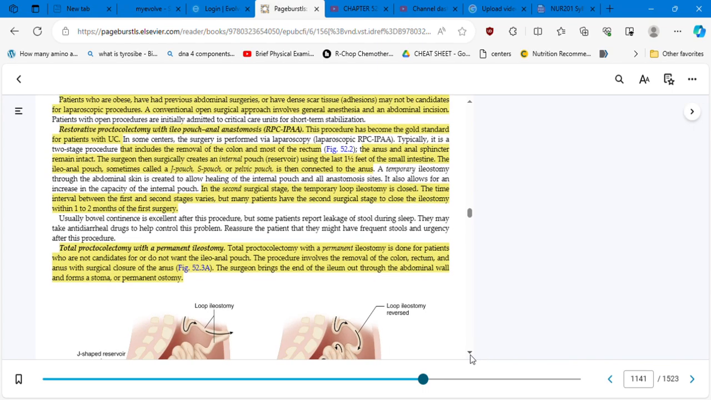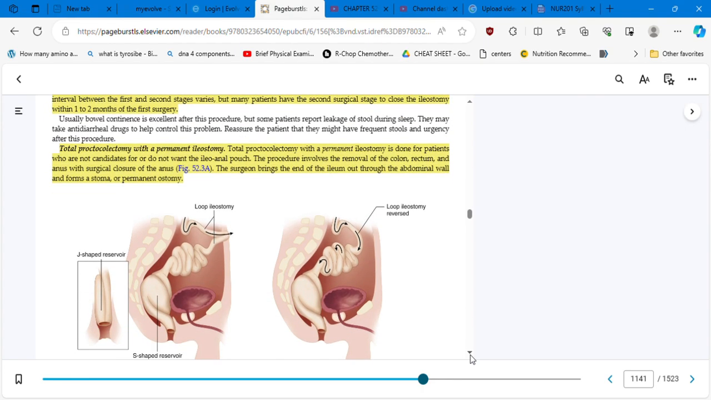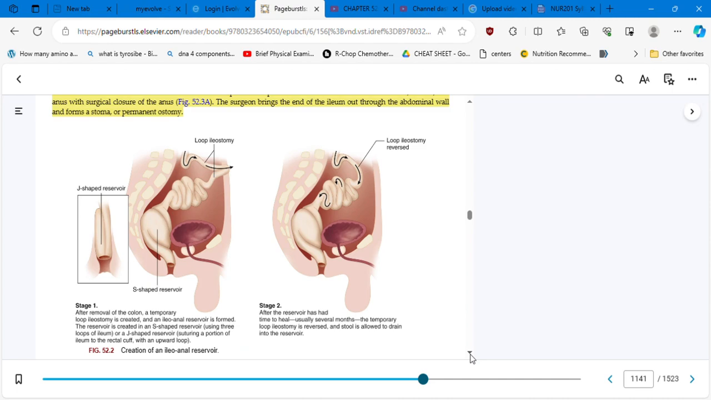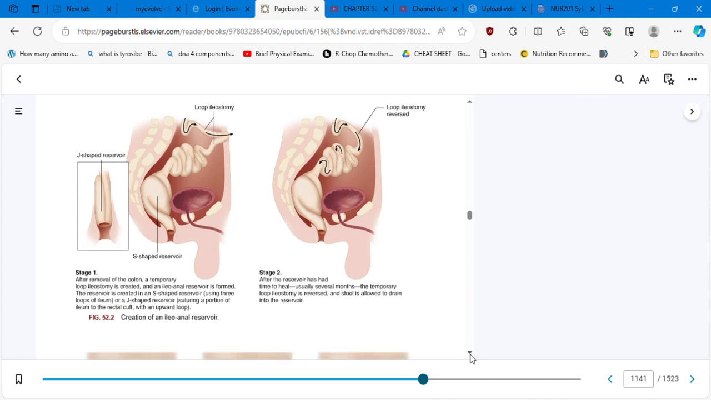The total proctocolectomy with a permanent ileostomy. Wow. Total proctocolectomy with a permanent ileostomy is done for patients who are not candidates or do not want the ileoanal pouch. The procedure involves the removal of the colon, rectum, and anus with surgical closure of the anus. The surgeon brings the end of the ileum out through the abdominal wall and forms a stoma, or permanent ostomy, right? So here we see the J-shaped reservoir.